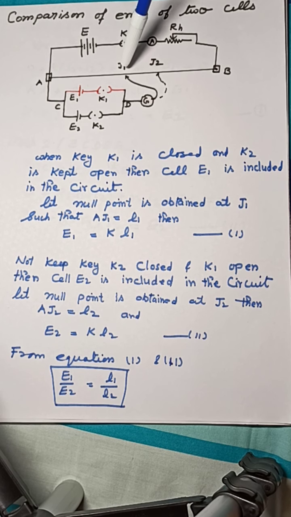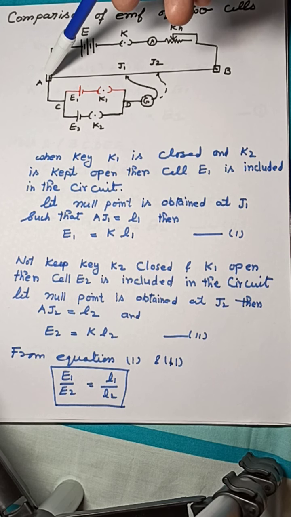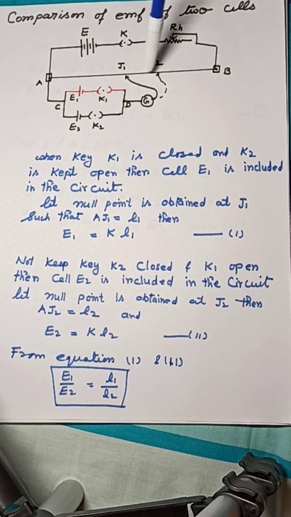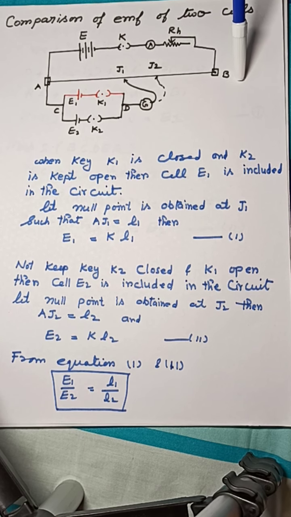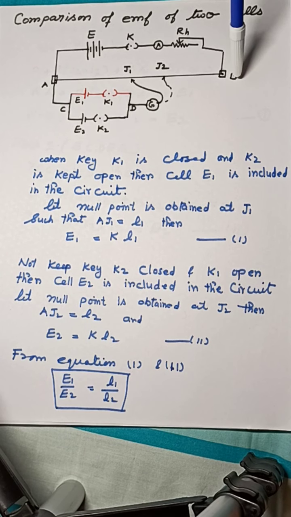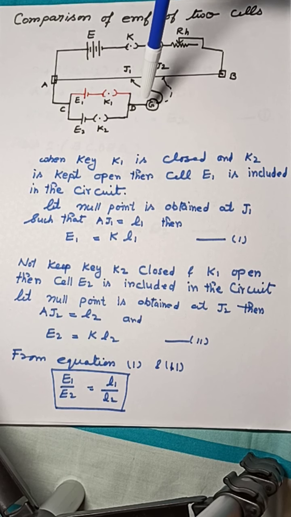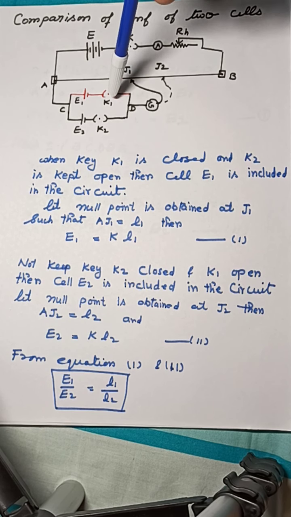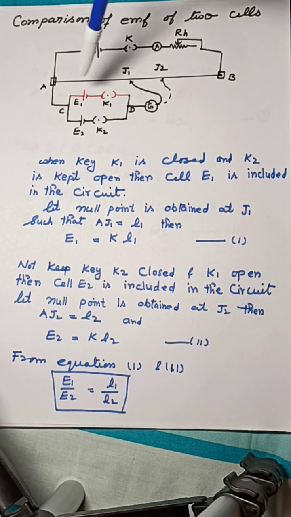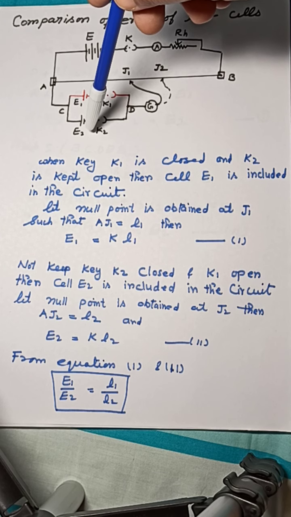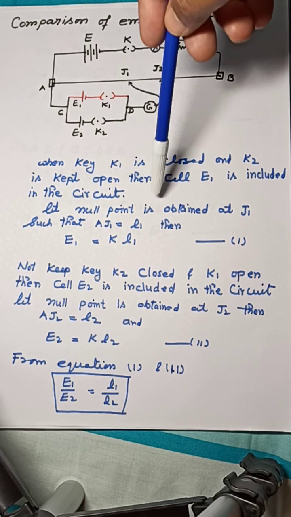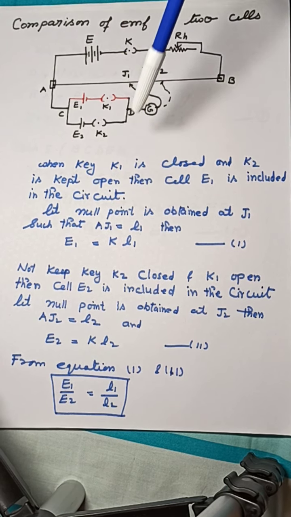When we put the jockey at A, the galvanometer shows deflection on the extreme right side. When we put the jockey at B, the galvanometer shows deflection on the extreme left side. Okay, then what I'm saying: when K1 is closed and K2 is open, then E1 is included in the closed circuit, and E2 is in the open circuit, disconnected. Suppose the null point is obtained at J1 such that AJ1 equal to L1, then E1 equal to KL1.